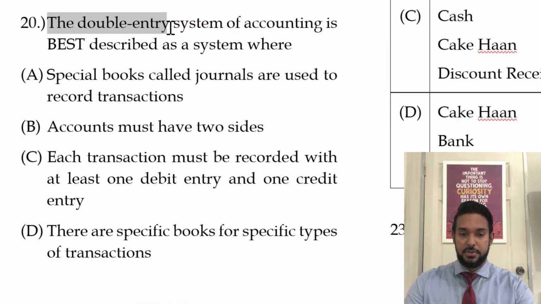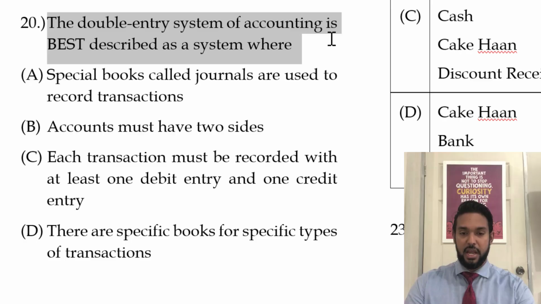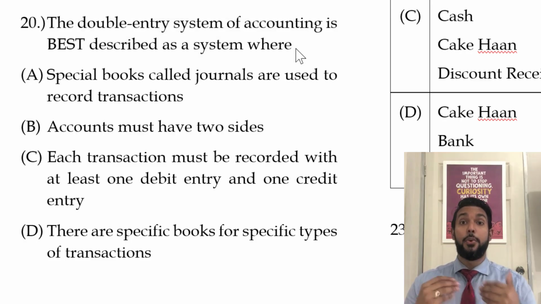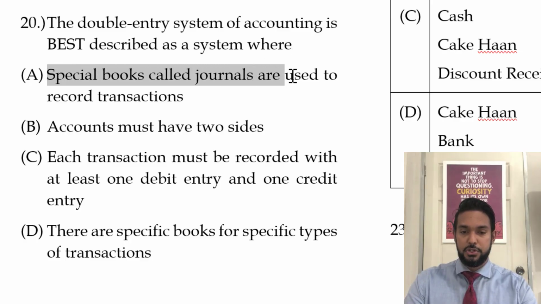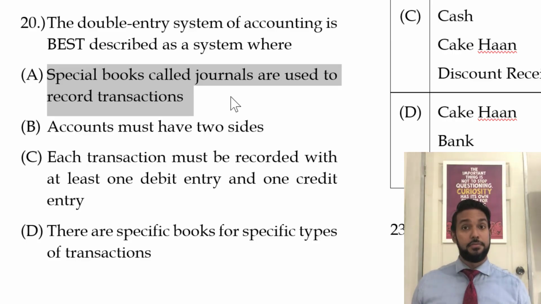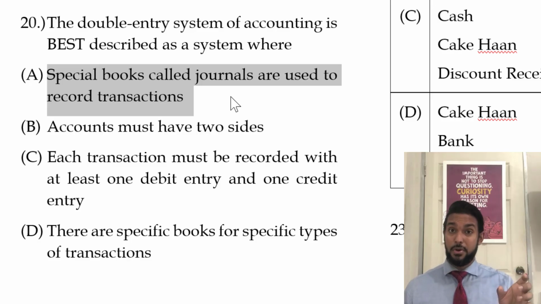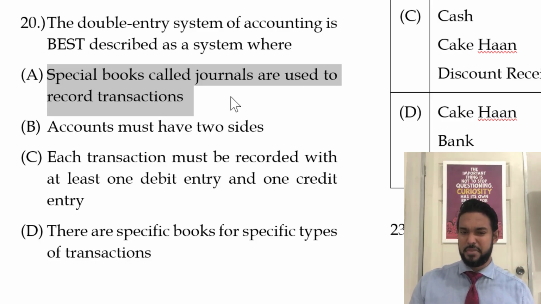It says the double entry system of accounting is best described as a system where. Okay, so they want to know, how would you describe double entry? Is it a system where special books called journals are used to record transactions? Well, we know in our bookkeeping process, journals are the first line of entry. So you have your sales journal, purchases journal, the two returns journals, your general journal, as well as your cash book. But with the exception of the general journal, which has a debit and a credit column, and the cash book, which has a debit and a credit side, the other journals don't have debits and credits. They have an amount column. So I don't think this is the best answer here.